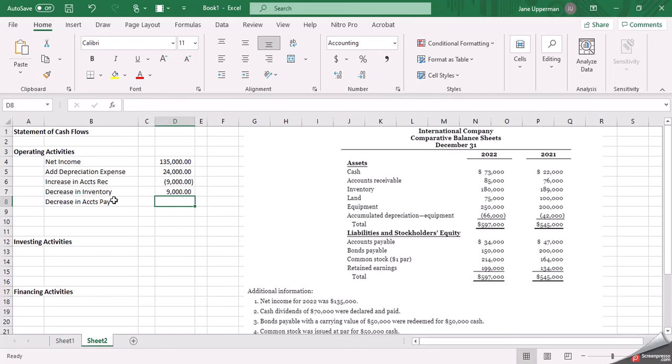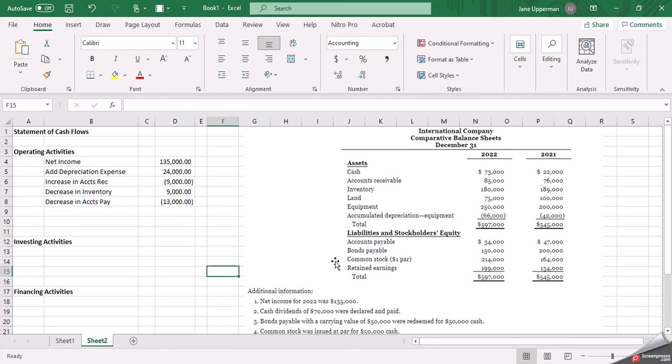And then again, just to do the math of it, it was 47,000, it went down to 34,000. So that's a $13,000 decrease. If we decrease our accounts payable, that means we've paid bills. So we've incurred the expenses, it's on our income statement, it's in our net income, we put it in accounts payable, and then we paid it. So then that would actually be a decrease of cash. We used our cash to decrease the accounts payable. So our cash goes down by 13,000.